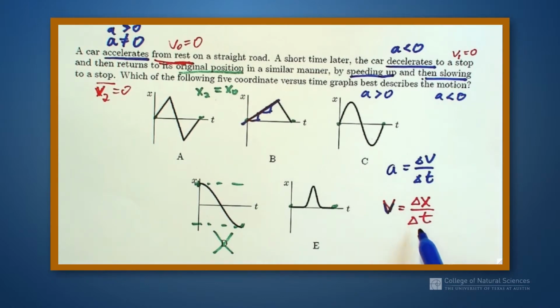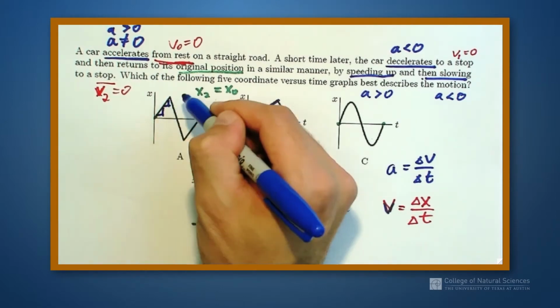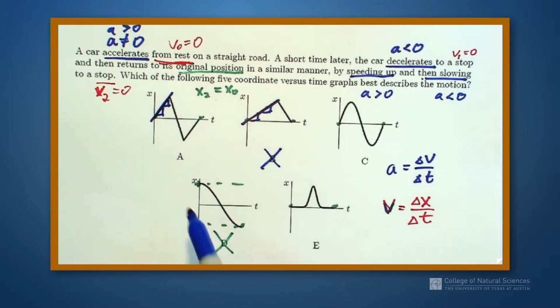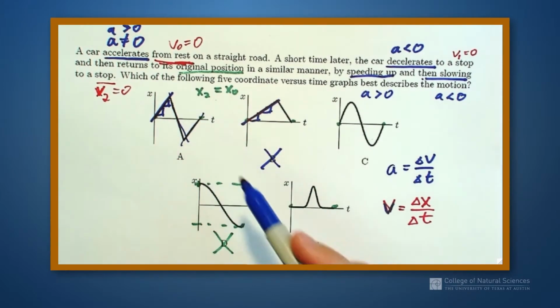A constant slope of a position versus time graph would imply that our velocity is constant. Constant slope, constant velocity. We're looking at a position versus time graph. So this one does not work because the slope of the position versus time graph is constant. Same thing with this one over here. All of the slopes here are constant slopes.